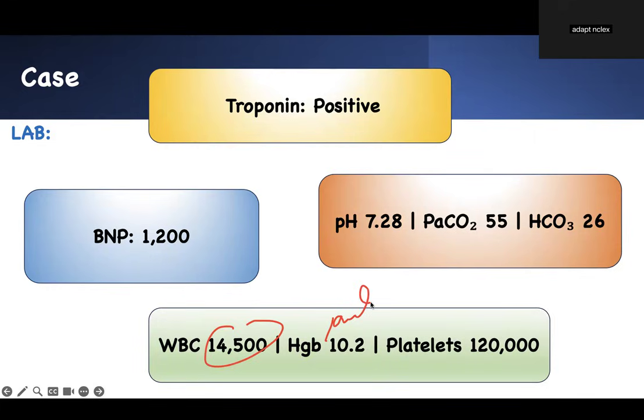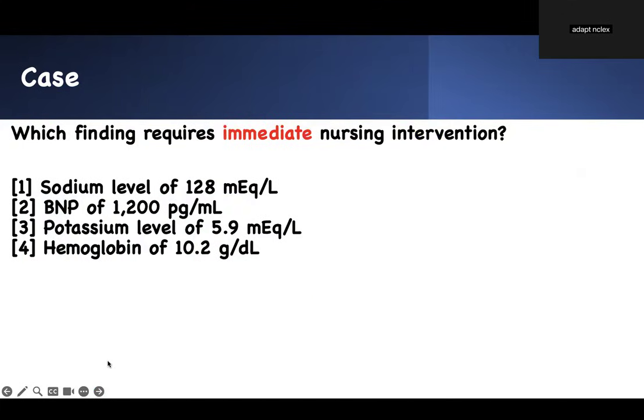That's why this is low. And there's a risk of some bleeding. Low risk per platelet; 120,000 is okay. Put it together, but these are not priority. Elevated white count, low hemoglobin, and platelet are still not a priority. All of them go back to the potassium. Potassium is the most dangerous one in this patient.